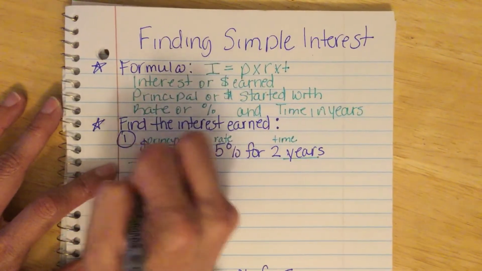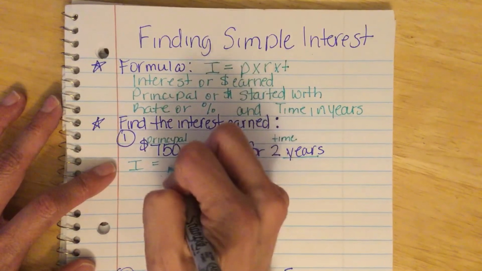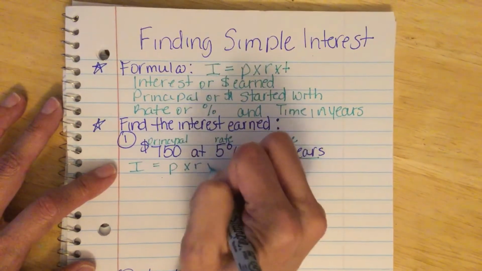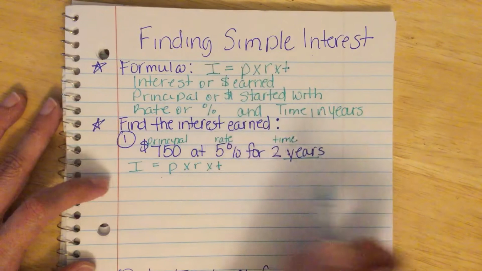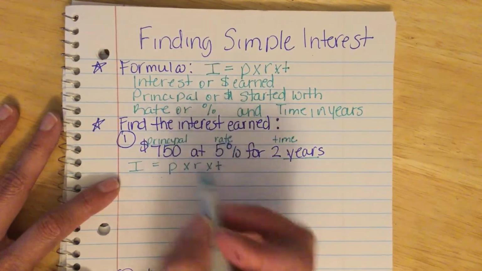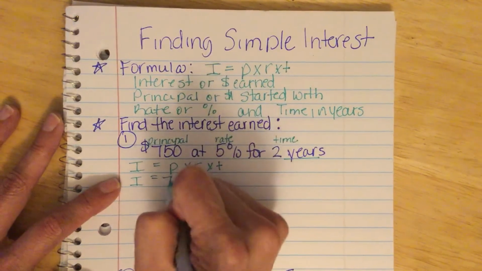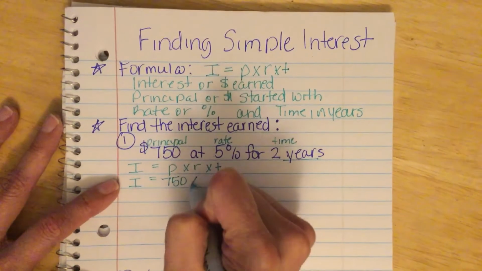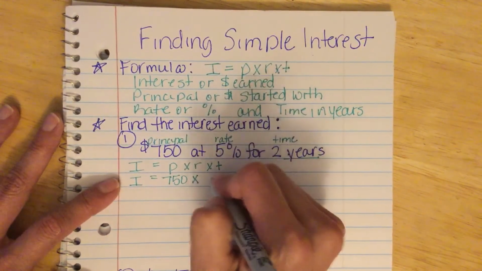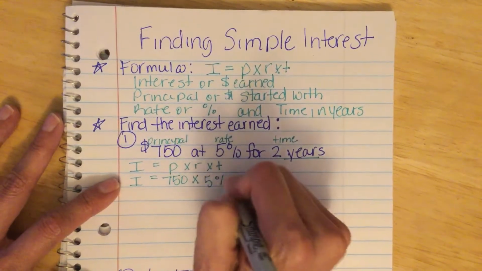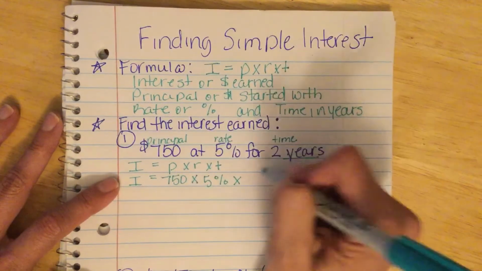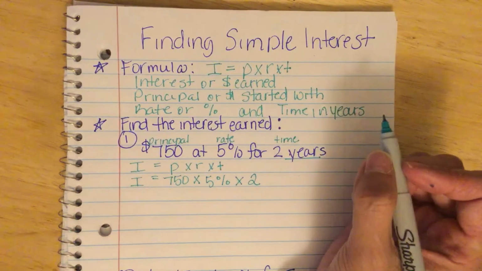My formula is I equals P times R times T. I'll substitute the numbers in the formula. I, we still don't know what that is. Principal is $750 times our rate, which is 5%, times 2 for our time in years.